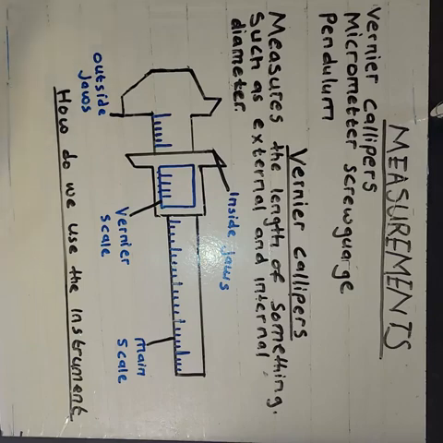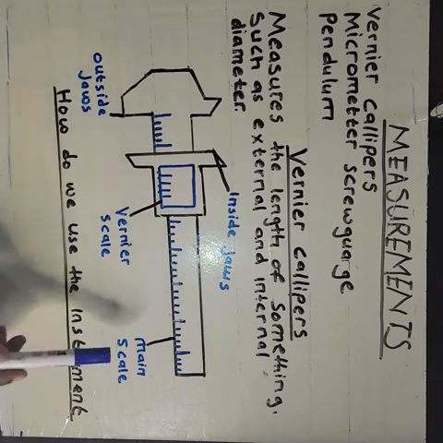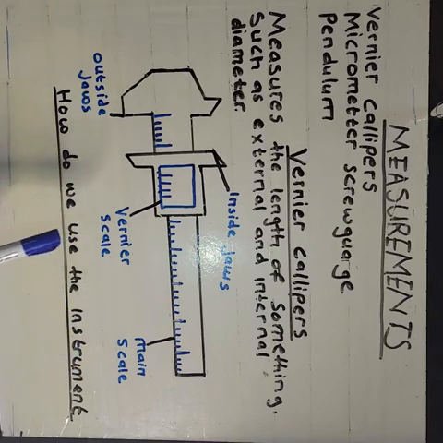Okay, we're going to do a practical and see how it's brought in an exam. After you get the measurement from the main scale and the Vernier scale, you need to add them: the main scale reading plus the Vernier scale reading. That is how we're supposed to use this instrument. So let's get a question from the past paper.